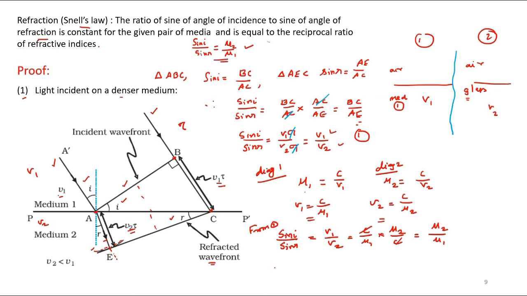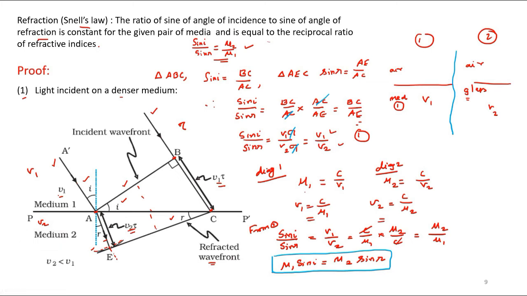Now you can even write this as mu1 sin I is equal to mu2 sin R. This is called Snell's law. Called Snell's law.